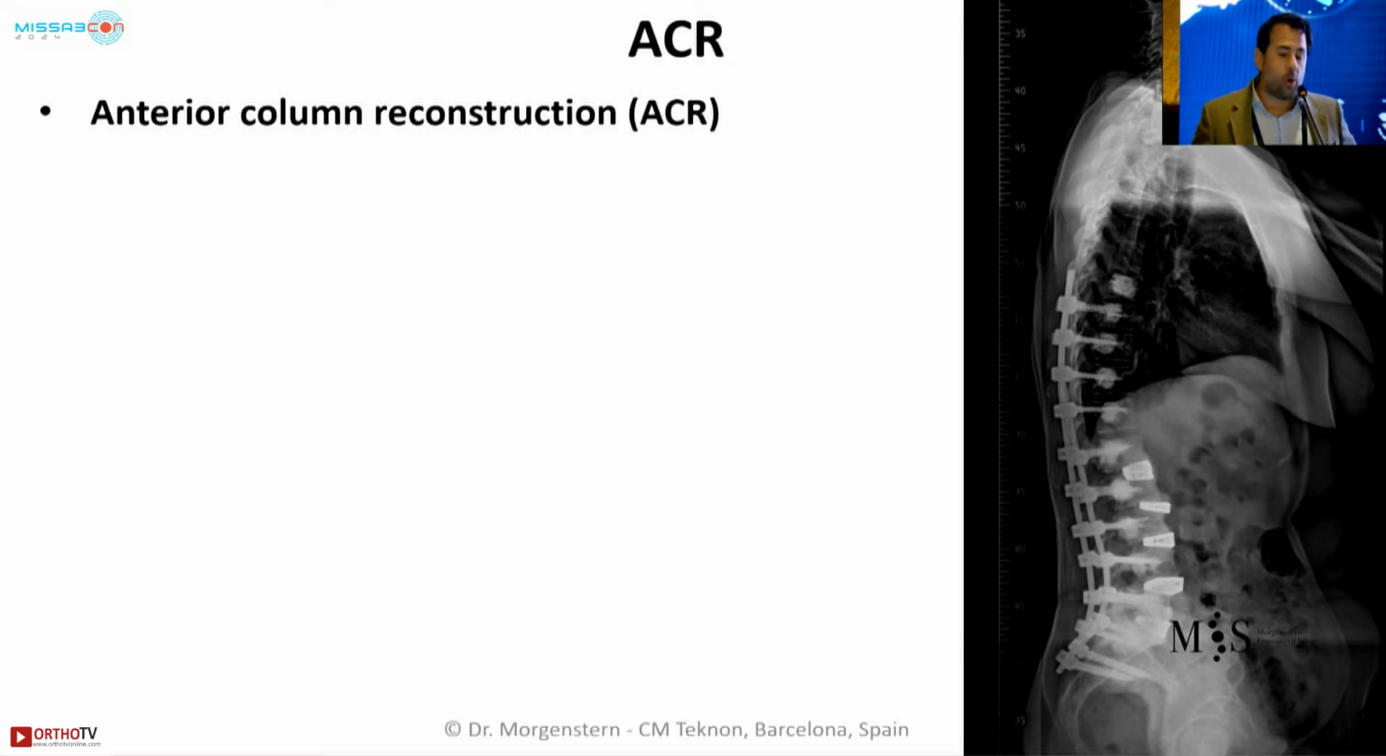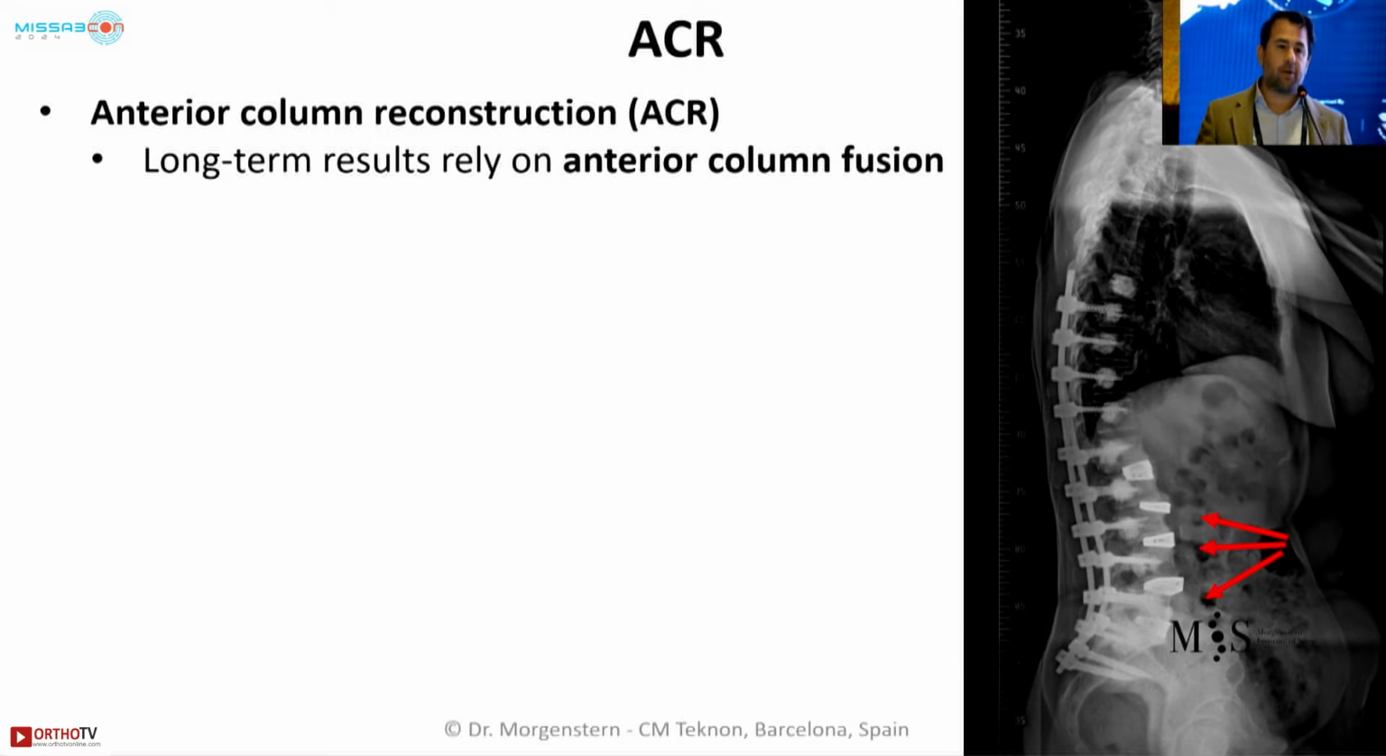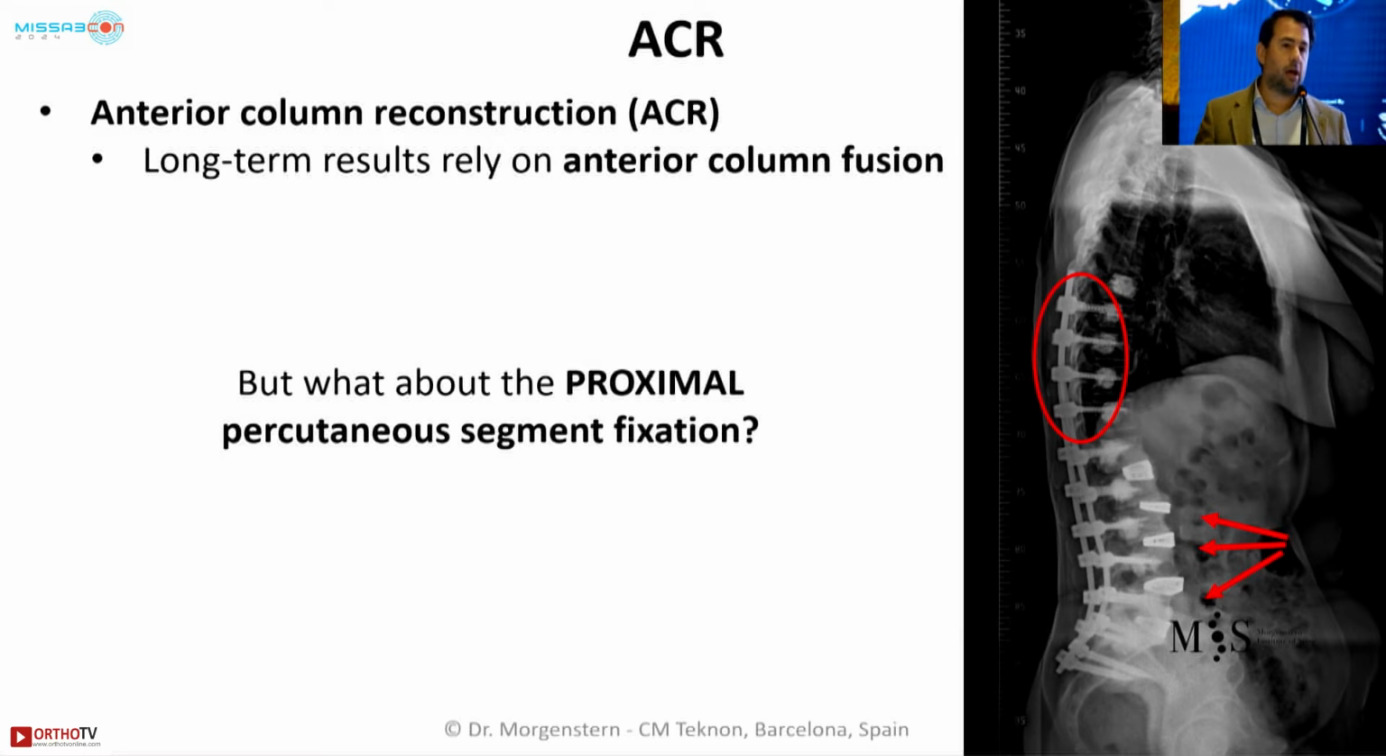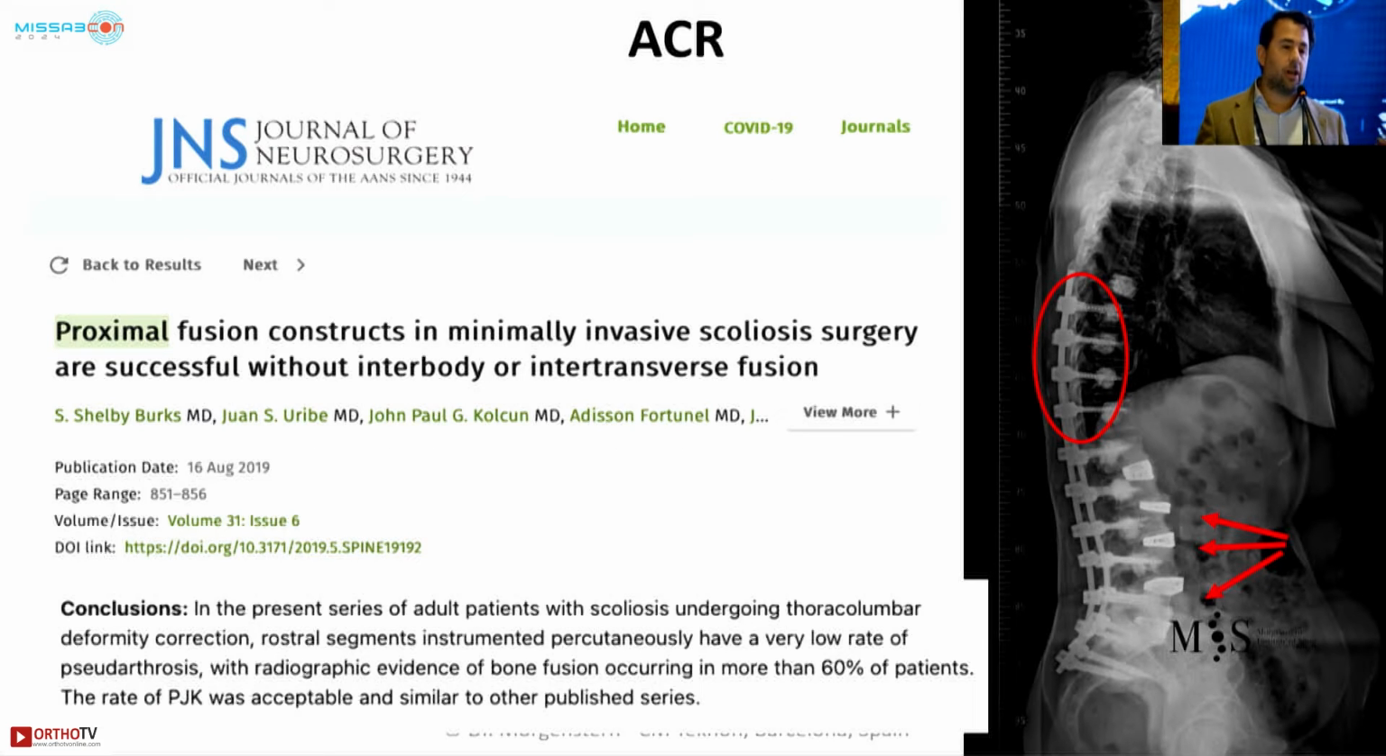I get a lot of questions because with MIS, you rely on fusion of the anterior column. So what you work on is that you want the anterior column to get fused. So what happens to the segments, the proximal levels, that have no anterior interbody locking? Either you decorticate the facets, which is more aggression, but that's one way, or there are now several papers out there saying that actually you don't need that.